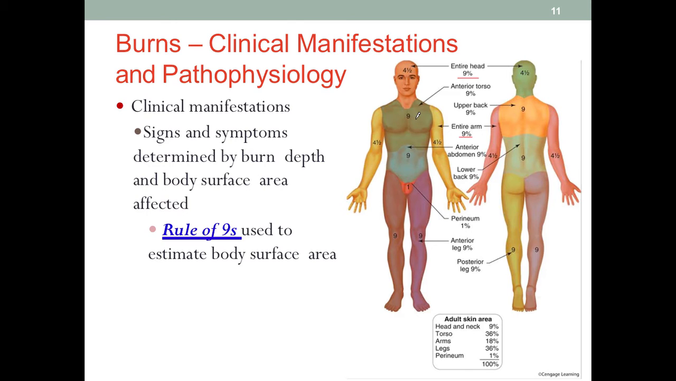Then the chest, the entire front of the chest is 9%. The upper back is also 9%. So this here is a very straightforward tool. It's very useful to estimate the percentage of body surface area that is burned.